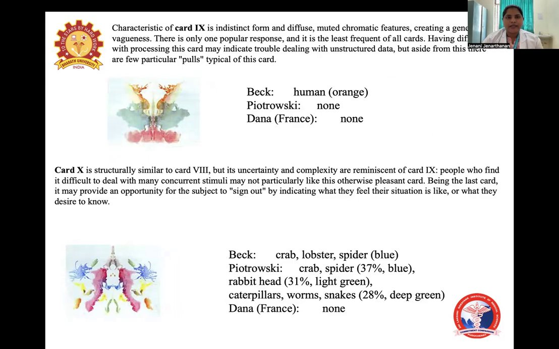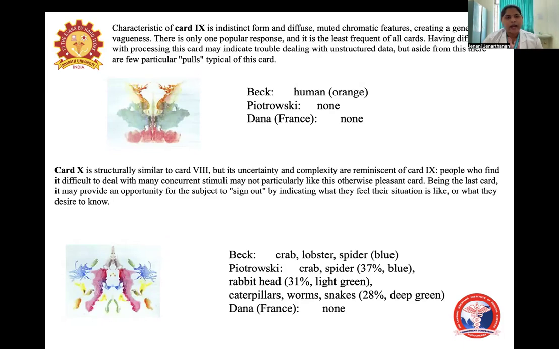Characteristics of card 9: it is indistinct in form, with diffuse and muted chromatic features, creating a general vagueness. There is only one popular response, and it is the least frequent of all the cards. Difficulty processing this card may indicate trouble dealing with ambiguity. Pulls typical of this card: this is a Beck as a human or an orange.